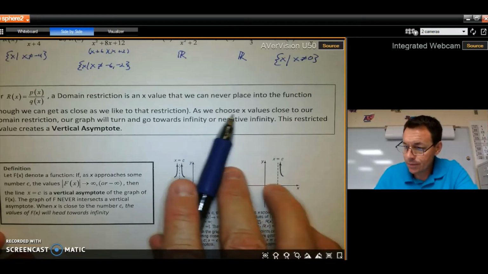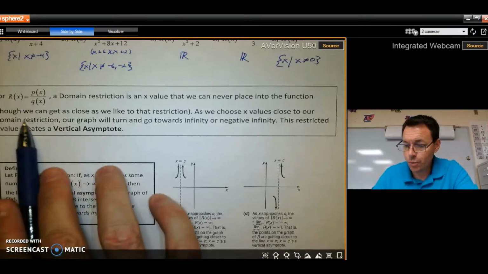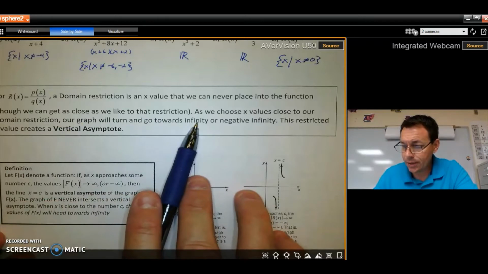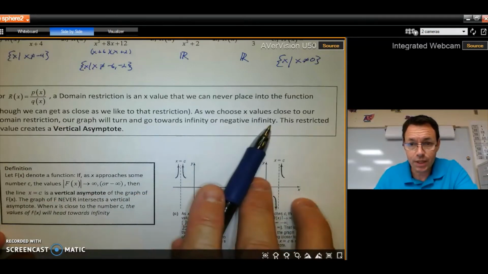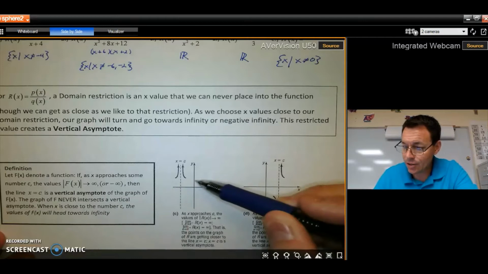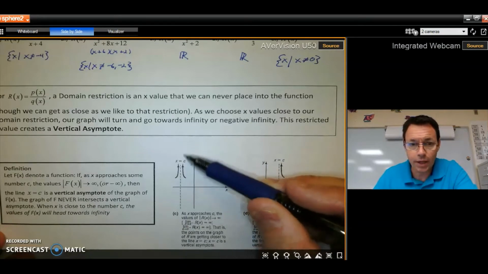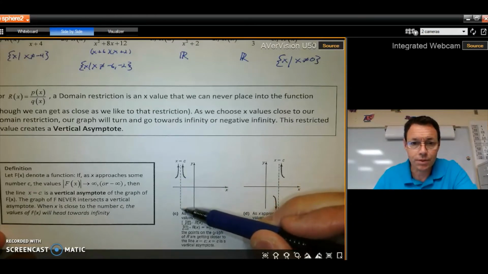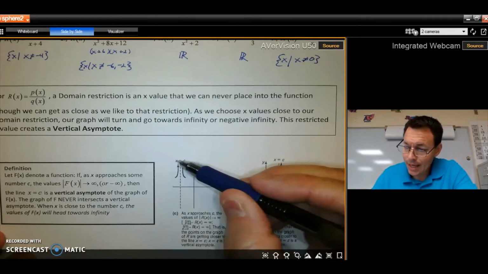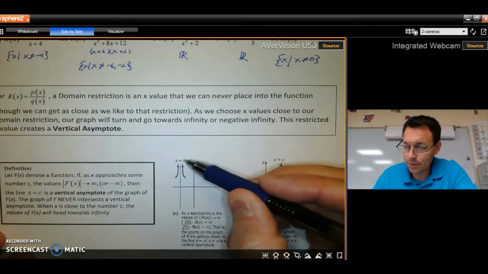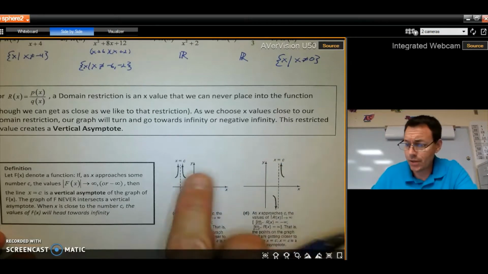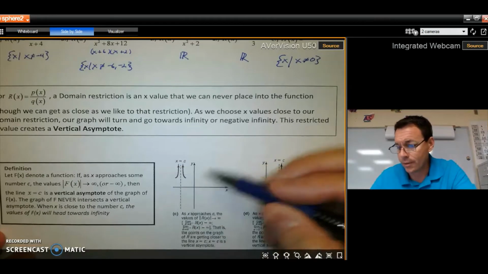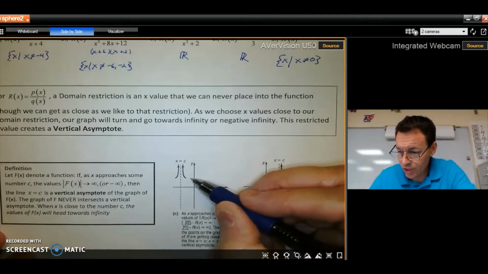So as we choose x values close to our domain restriction, our graph will turn and go towards infinity, or it could go towards negative infinity. But somehow our graph has got to turn and then head away. Think of this dotted line right here as a vertical asymptote. Okay, and in this example, x equals c. C is some number that has got to be a domain restriction. This is some number that I'm not allowed to plug into my function, so it's creating this vertical asymptote right here. Your graph is coming towards it, and then it has to turn.